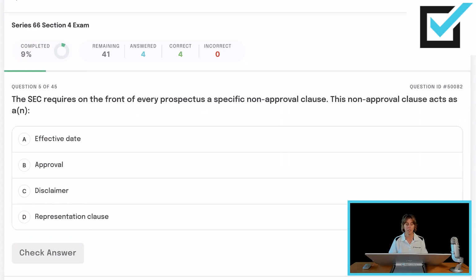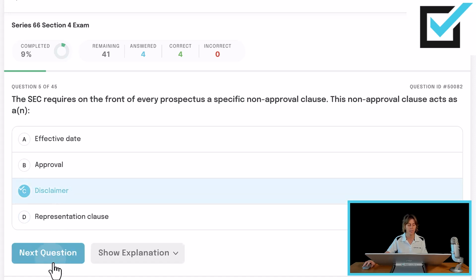The SEC requires on the front of every prospectus a specific non-approval clause. This non-approval clause acts as an effective date, an approval, a disclaimer, or a representation clause. Oh yeah, it's a disclaimer. It is relieving the SEC of any liability related to this offering.